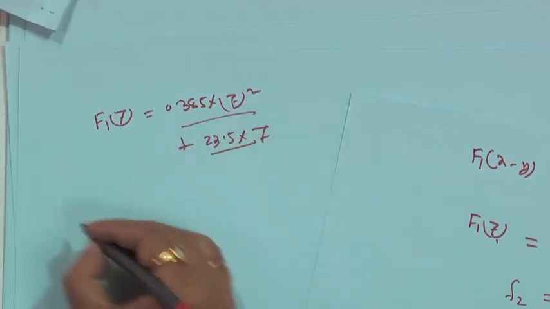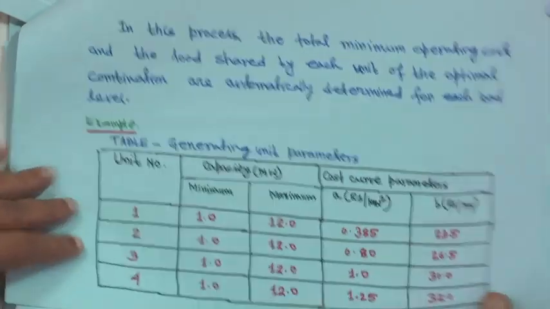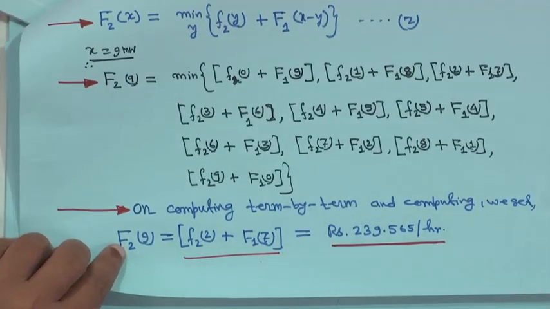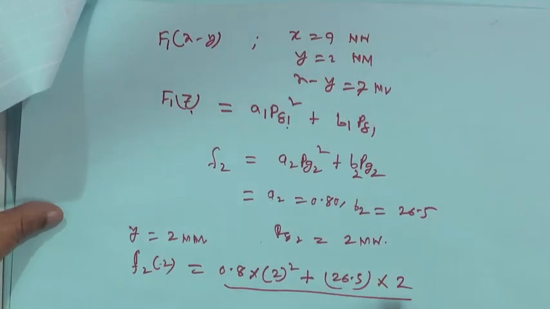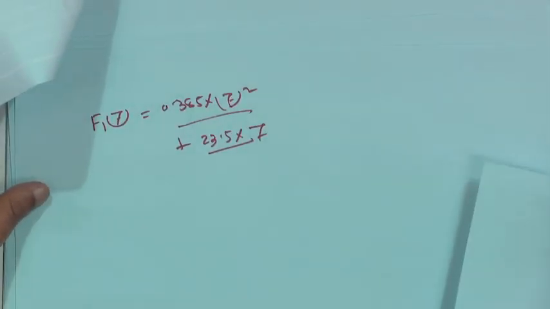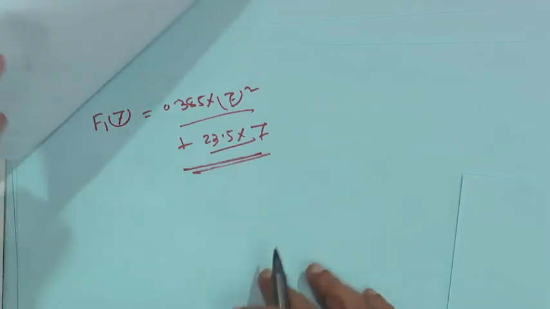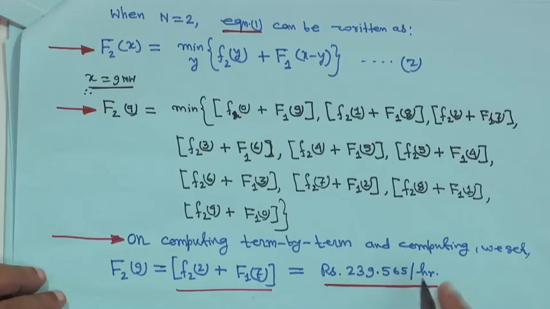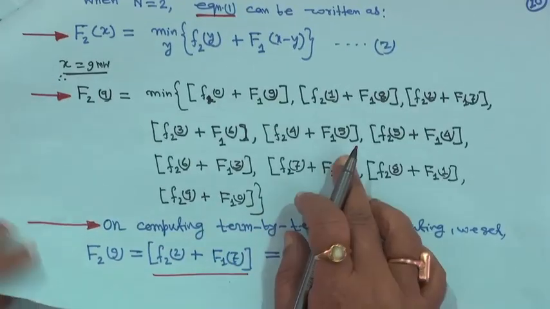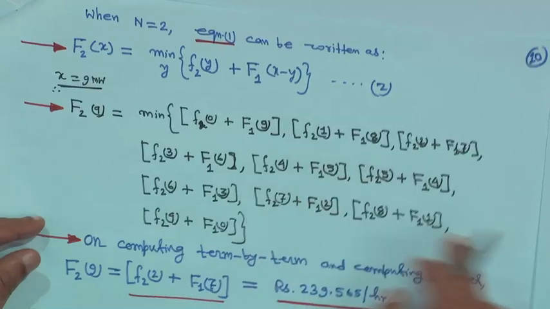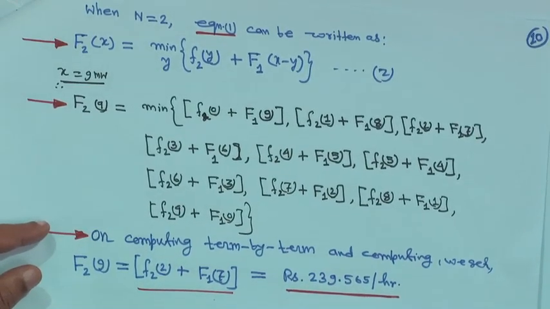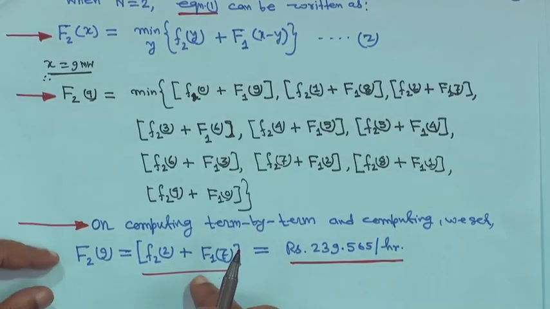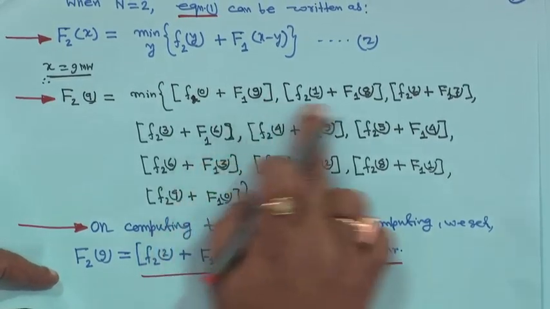So the optimal combination you have got is f29 is equal to f22 plus f17. Whatever f2 value you get from here, and whatever you get from here, add these two, and this is coming to rupees 239.565 per hour. For the sake of completeness, I am showing it. This is the minimum, but you have to calculate all the combinations. The way I showed one, you have to compute all these things, and out of which this is coming as minimum. I am not just putting arbitrarily that this is minimum. I have computed all these things.